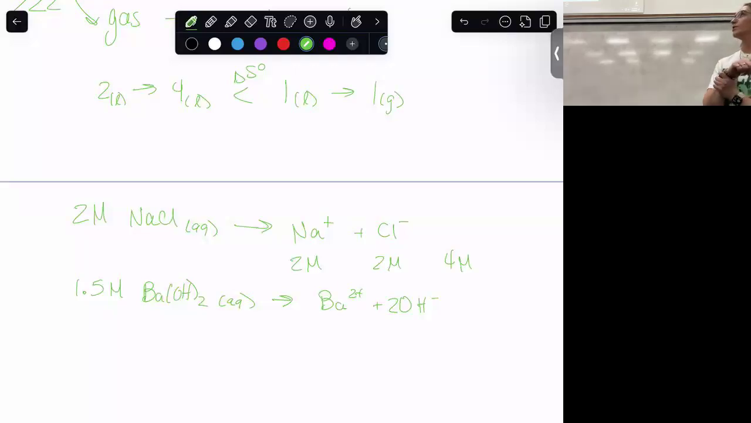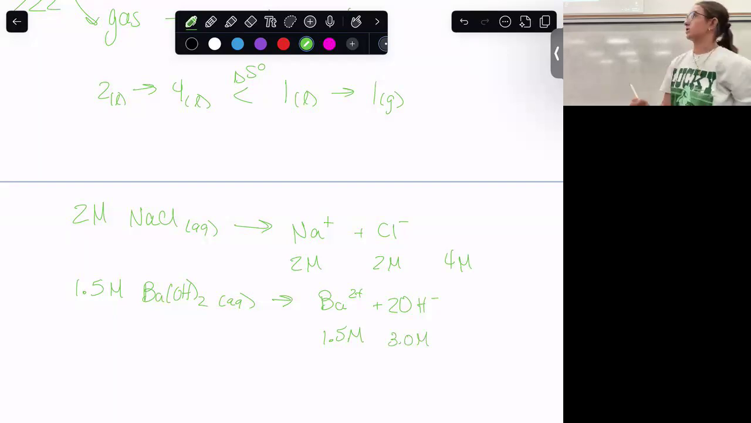Close. That's going to be for the OH minus, right? For barium, we have a 1-to-1 ratio of barium hydroxide to barium ions. So this turns into 1.5 molar. But what's our ratio of barium hydroxide to hydroxide? 1 to 2. So what does that mean for our concentration? We're doubling it, right? So this turns into 3 molar for our concentration of hydroxide ions. So what's our total concentration?